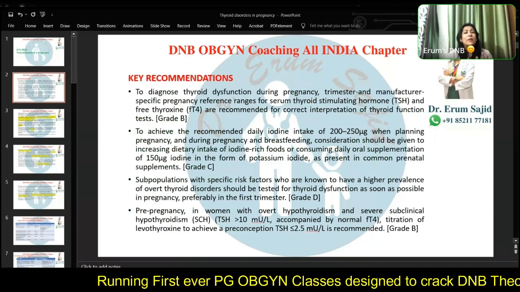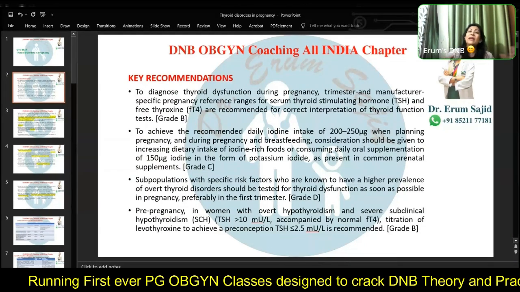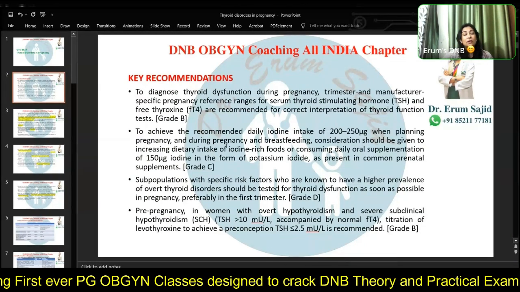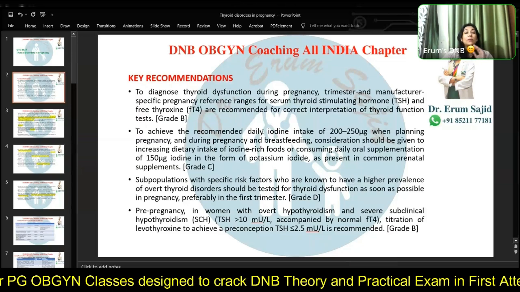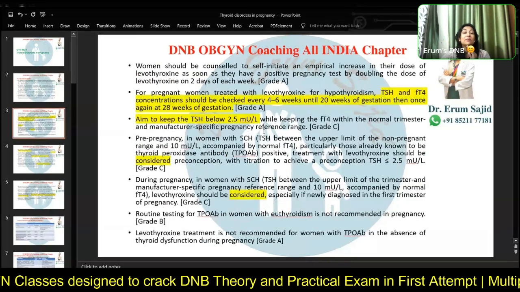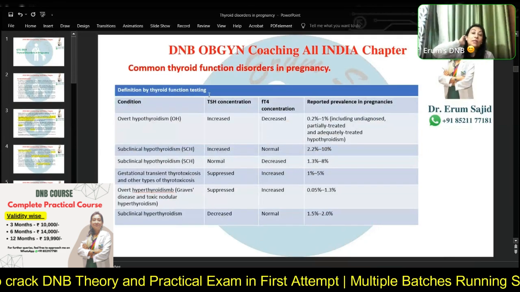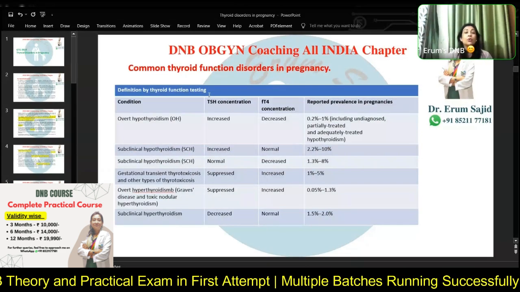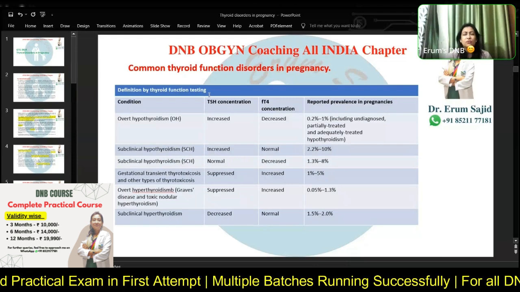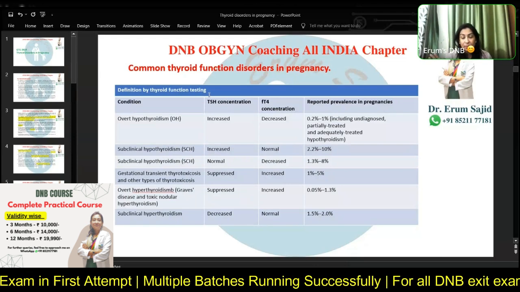So these are certain key recommendations. It'll be good if we can read them later on. Okay, let's start with certain things, of course, are important, but you'll be able to understand this much better once I'm done with the other slides. So we'll come back to it, right? Now let's talk about the common thyroid function disorders in pregnancy. So you know there is overt hypothyroidism, which you find very, very common in Indian subcontinent, right?